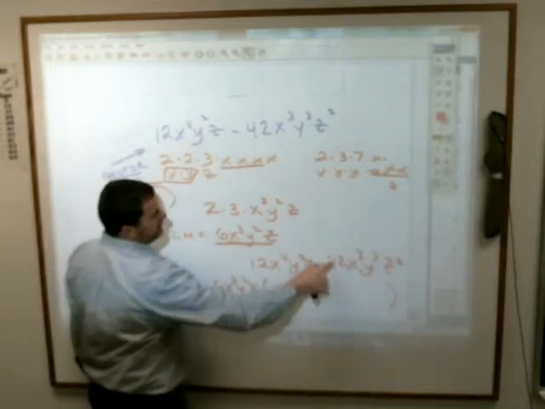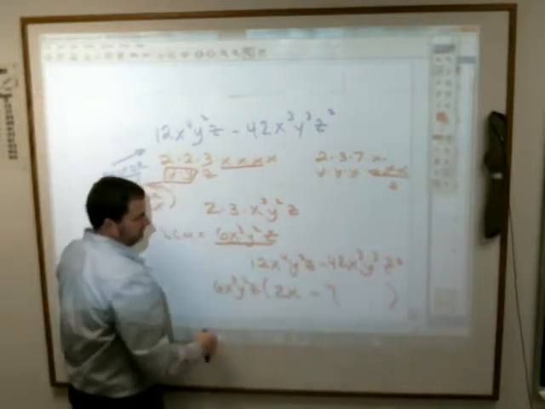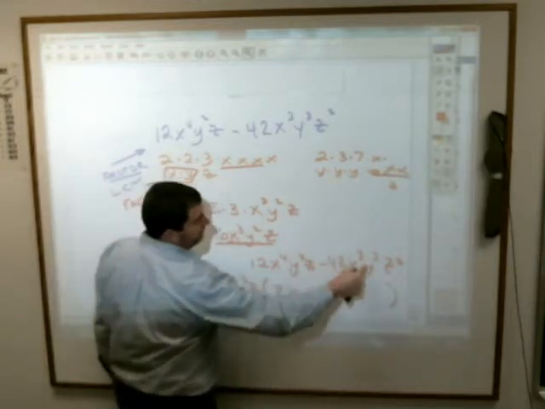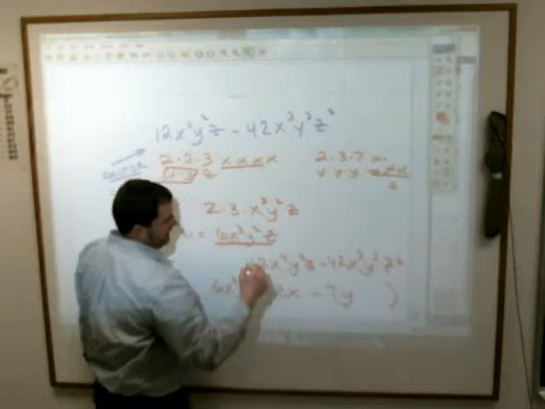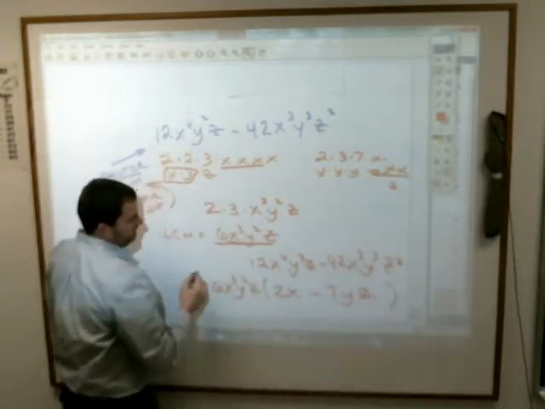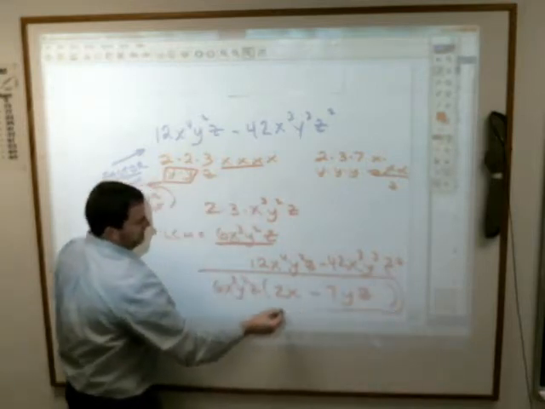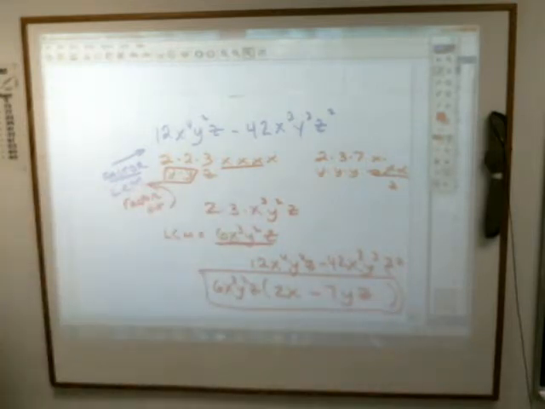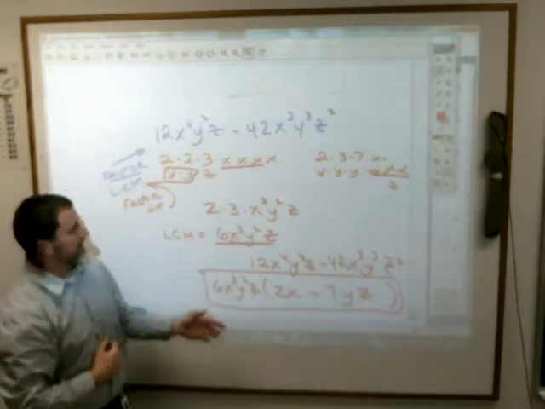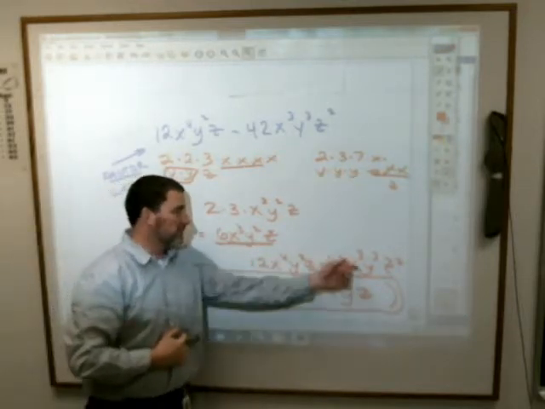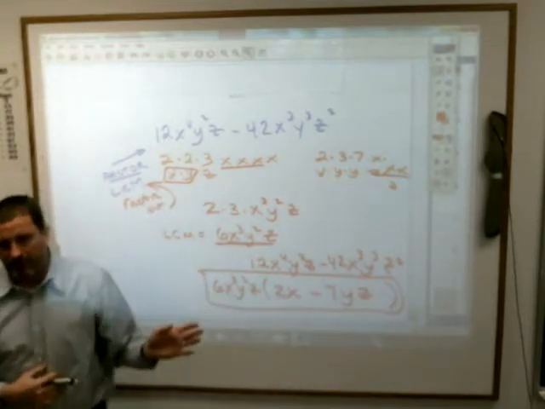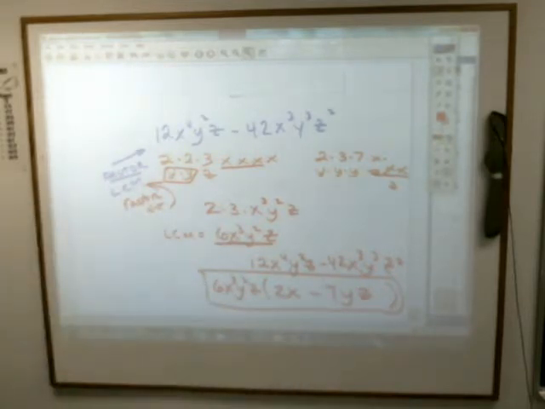Minus 6 times what is 42? 7. X cubed is already there. I need to go from y squared to y cubed, so I need a y, and z to z squared means I need a z. This is factored out. Take the greatest common factor, remove it from those two, this is what you're left with. And you have to do this in complicated math because it helps you simplify something.